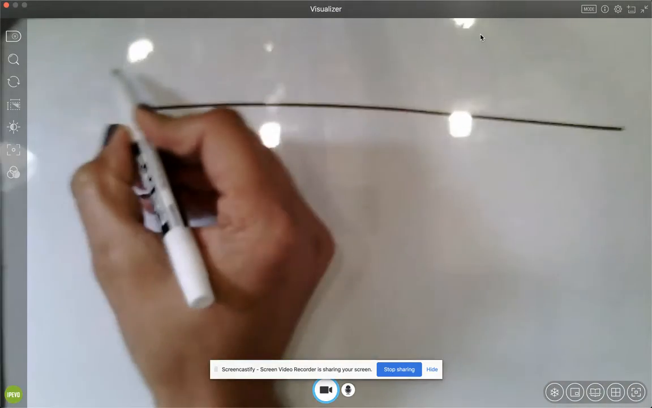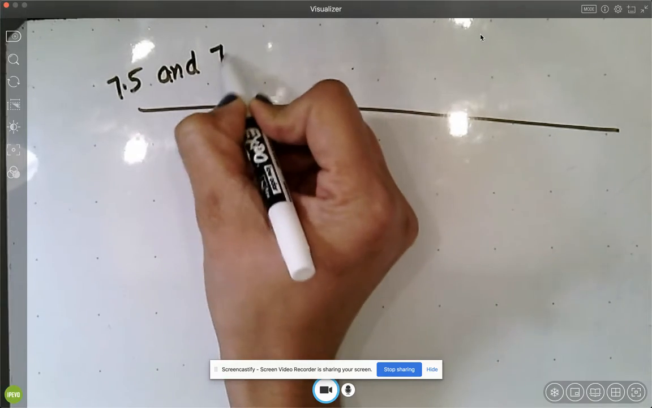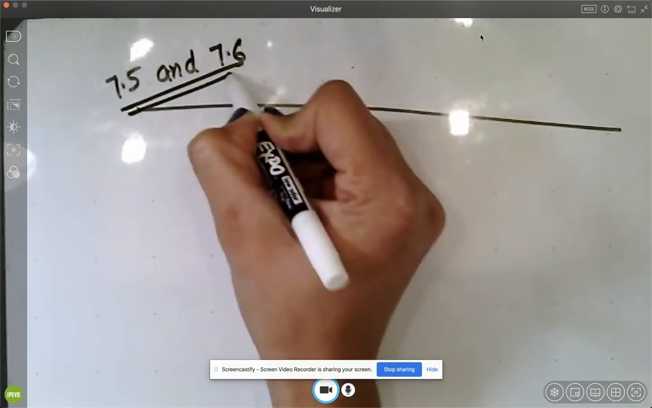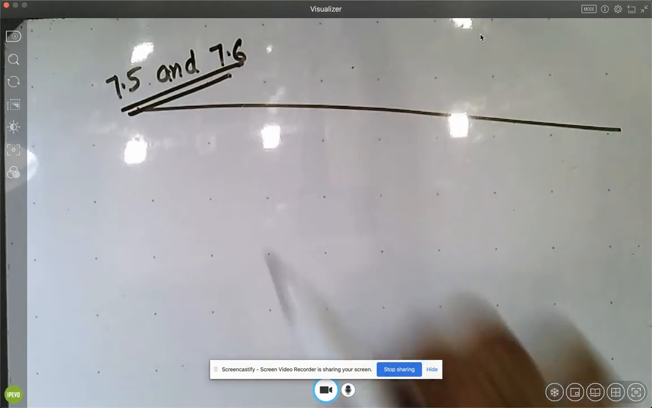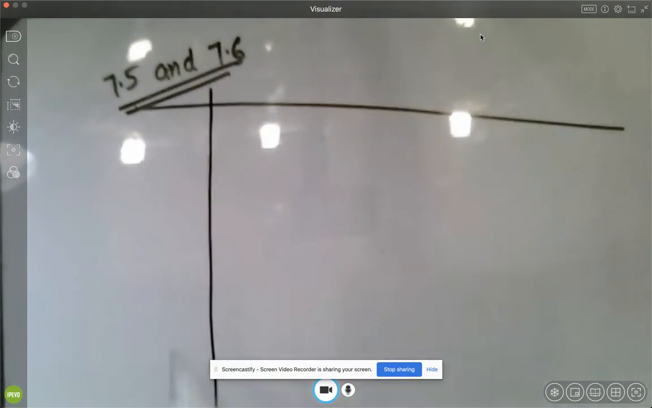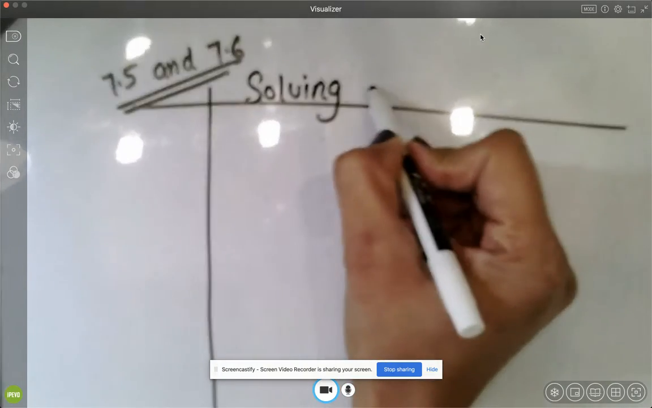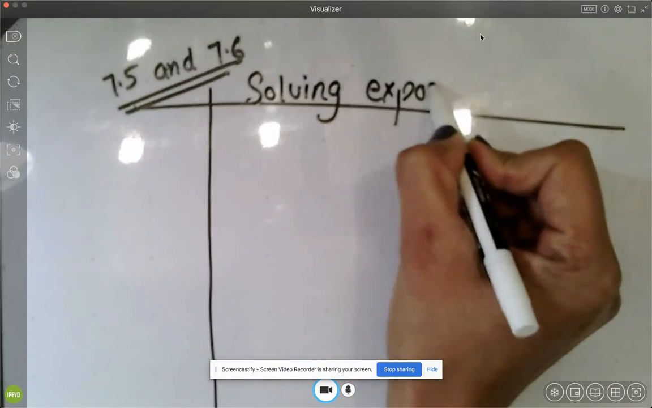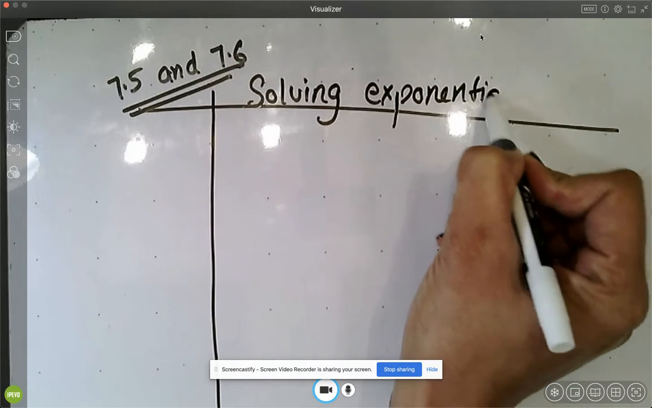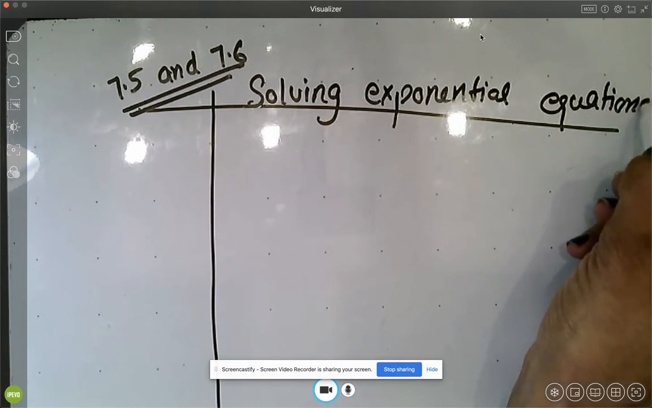So today I'm combining 7-5 and 7-6. So these two sections are actually about solving exponential equations or functions, either way.